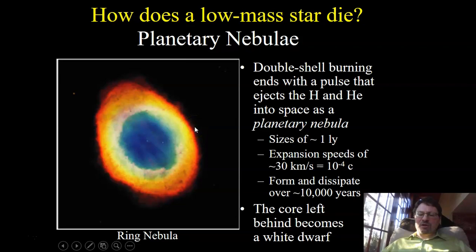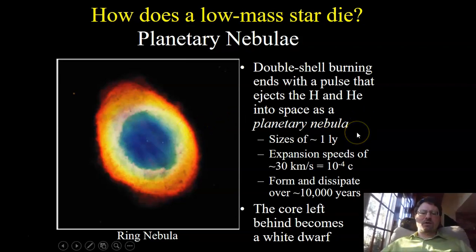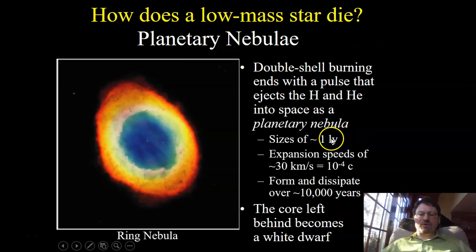The speeds of expansion are rather fast, 30 kilometers per second. Remember, a 10 kilometer race is about 6 miles. So 30 kilometers per second is about 18 miles per second in the expansion rate. And they form and they dissipate on timescales on the order of 10,000 years, as we also saw in today's astronomy picture of the day.